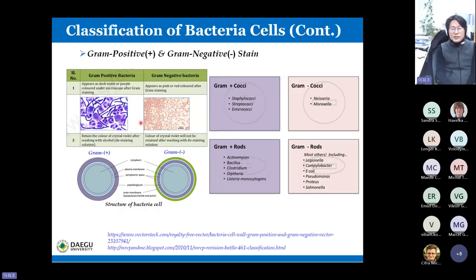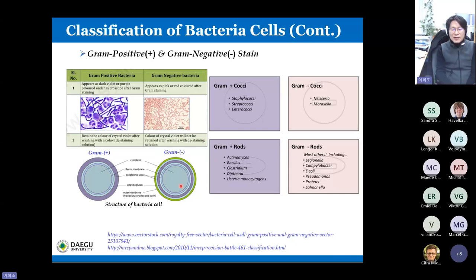In addition, bacterial cells are classified as gram-positive and gram-negative. As you can see, gram-positive bacteria show a dark violet or purple color under the microscope after gram staining, retaining the color of crystal violet after washing with alcohol. On the other hand, gram-negative bacteria show a pink or red color after gram staining, and the crystal violet is not retained after washing with the destaining solutions.